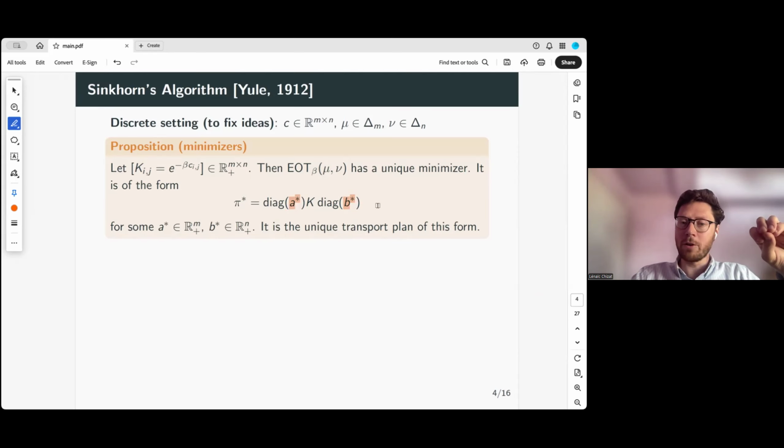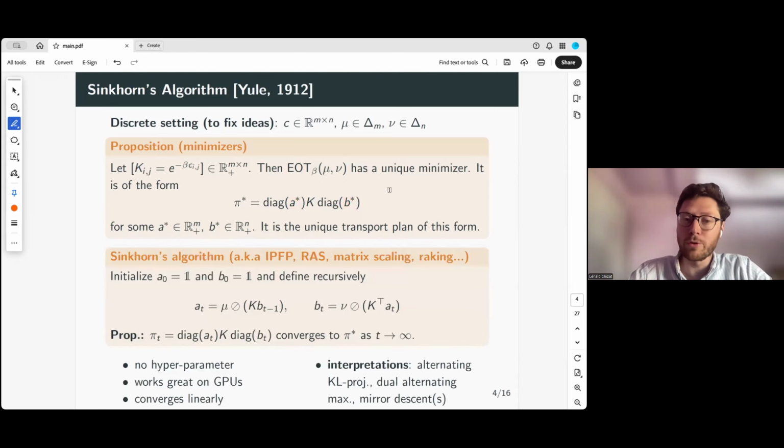Whenever you have a matrix of this form, it is optimal for the entropic optimal transport problem between its marginals, in a sense. So Sinkhorn's algorithm exploits this structure and will try to find the two vectors A and B recursively by trying to find a matrix of this form with the correct marginals mu and nu. So you'll start from some arbitrary positive vectors, let's say vectors of ones. And first you will update A so that the first marginal of this transport plan, of this matrix corresponds to mu. And when you do the computation, you see that you need to set A to have this form.